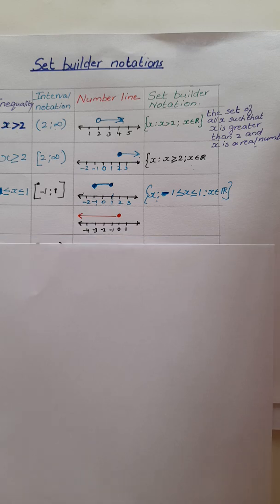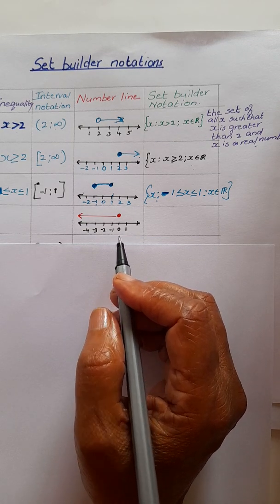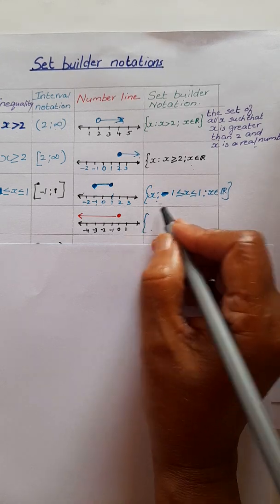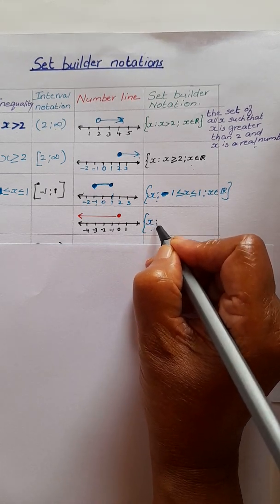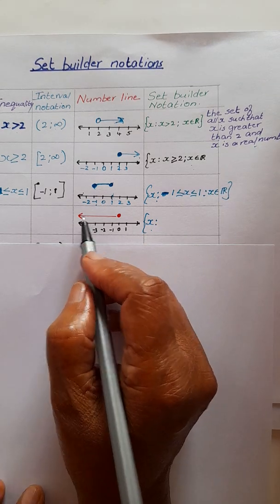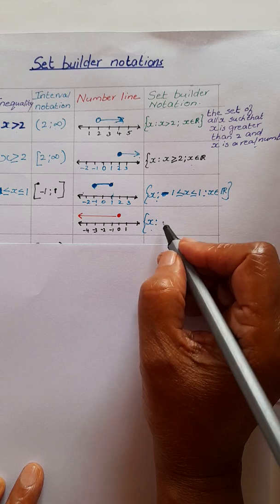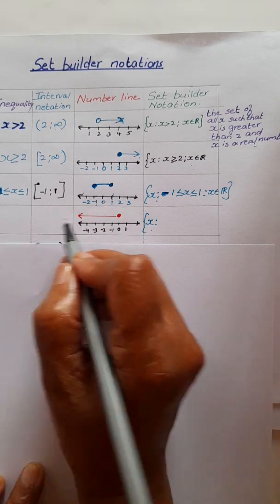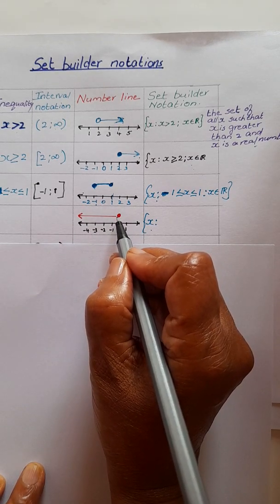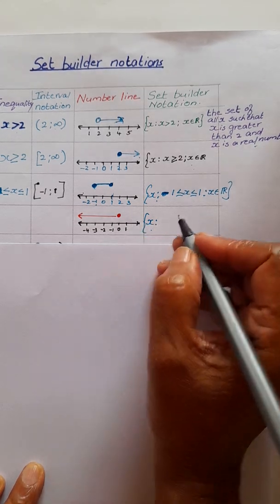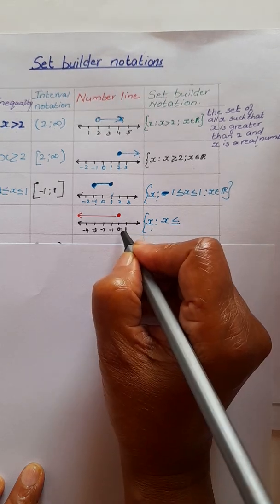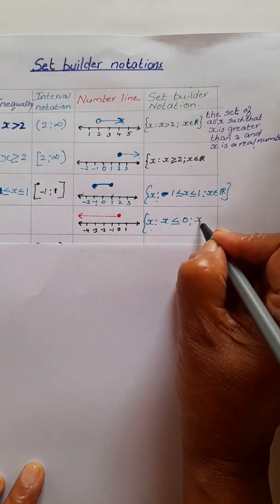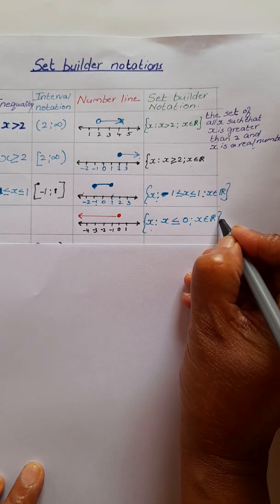Then let's do the next one. The number line is given here. You can choose to write any of these, but let's write the set builder notation first. X, then this side is open, it goes to this side, that means it is less than, and here the circle is shaded, so it is equal, so it is included. So x is less than or equal to, where is it starting? At 0. So less than or equal to 0, then x is a real number.